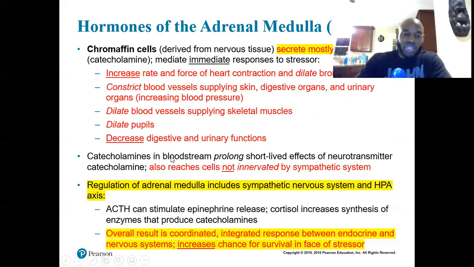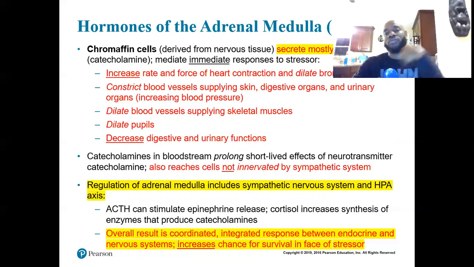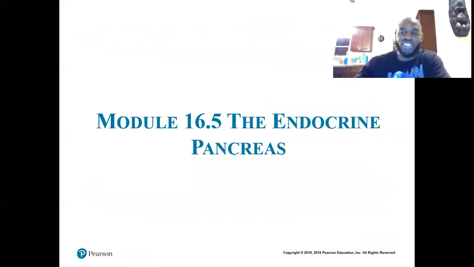Okay. At the end, you see the overall result is a coordinated, integrated response between the endocrine and nervous systems, which increases chances for survival in the face of a stressor, right? So when you're in that fight or flight mode, you not only have your sympathetic nervous system, but you also have your endocrine system releasing epinephrine, which does sort of the same things as your sympathetic nervous system. All right, and that's a chart putting that together. And that is the end of this section.